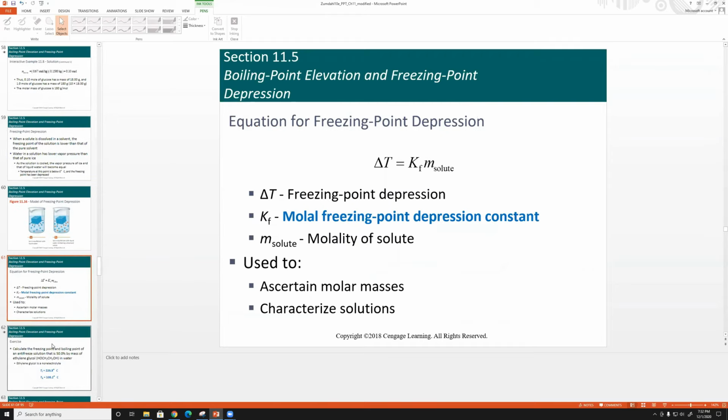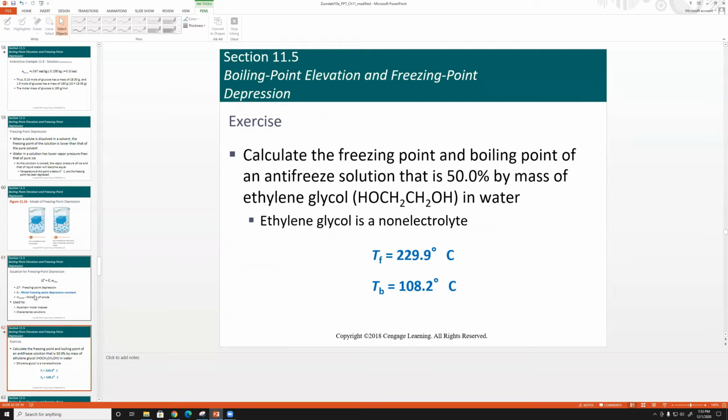So yeah, it goes by the same formula. So here's the freezing point formula. Delta T equals Kf times the molality. Same exact thing. You can use it to get molar mass. You can use it to characterize different solutions. So you could also, let's say, be given the question to solve for Kf, and use that information with a list to figure out which solvent it is. You can do that too.